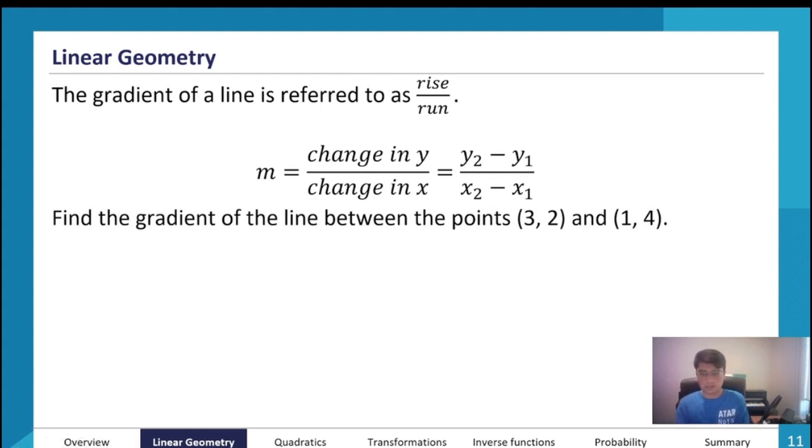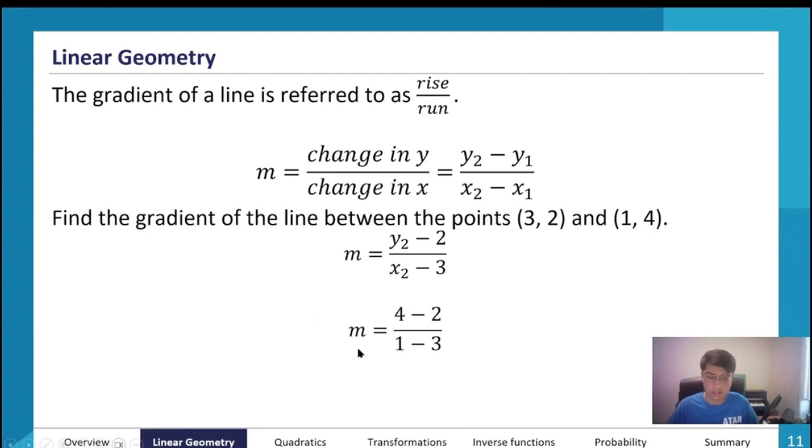We'll just do a little bit of an example here. Let's say we want to find the gradient of the line between the points 3, 2, and 1, 4. So we've got m. First of all, we're going to substitute this first point in. Remember, this is x1 and y1. So 3, 2, we're going to get y2 minus 2 over x2 minus 3. Then we can substitute in this next point, 1, 4, and that'll look like this. So we've now got a complete expression for m, 4 minus 2 over 1 minus 3. We can do a bit of simplifying, and we find that the gradient is equal to negative 1.